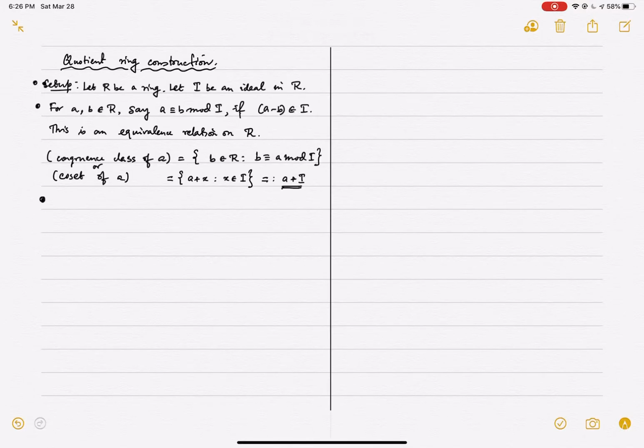These are the cosets, sets that look like this. Explicitly, these are the sets. R mod I is the set of all these cosets, the set of all these congruence classes, the set of congruence classes mod I.